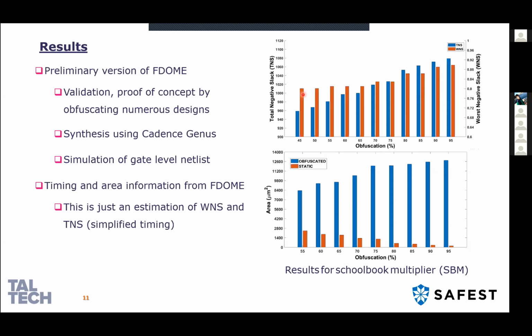So this means we are losing performance. On the other hand, in this figure, we can see that if we increase the obfuscation, the area of the static part, meaning the ASIC part, is decreasing, and the area of the reconfigurable part is increasing. So by performing this type of analysis, the designer can get an idea where he can achieve his targeted performance and security criteria.